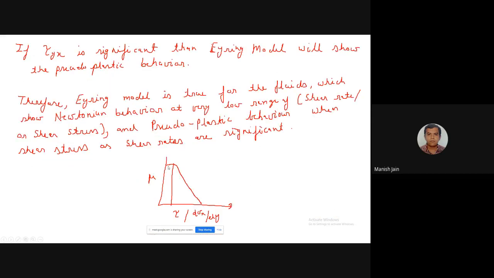It can be shown by this graph. Initially the viscosity is constant, then the viscosity is decreasing. Initially it will show the Newtonian behavior, then it will show the pseudoplastic behavior.